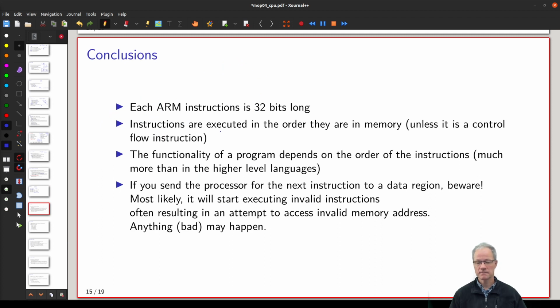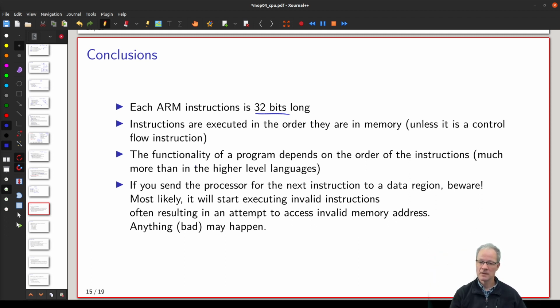Okay. So in conclusion, each ARM instruction is 32 bits long. Let's remember that. This is just as long as the register is for the ARM architecture, so that's also convenient. Instructions are executed in the order they are in memory, so this is sequential execution. Every time the PC, the program counter, is incremented to the address of the next instruction. And exceptions are, of course, the control flow instructions, meaning that if we want to jump to a different address, if we want to call a subroutine, or if we have a branch on condition, if the result was 0, then we branch to a different location in memory.